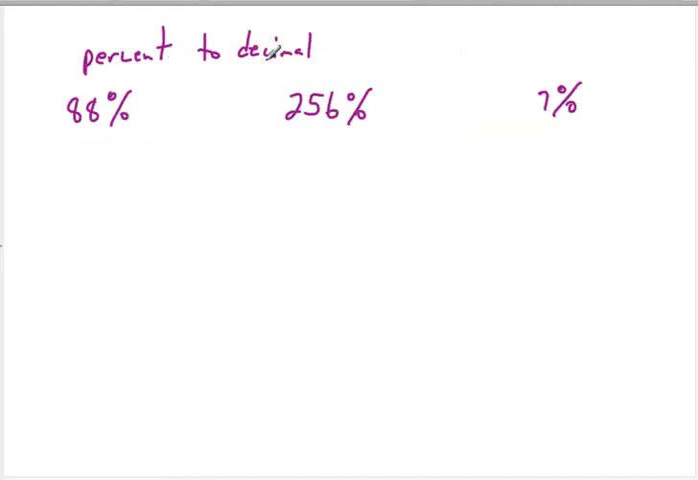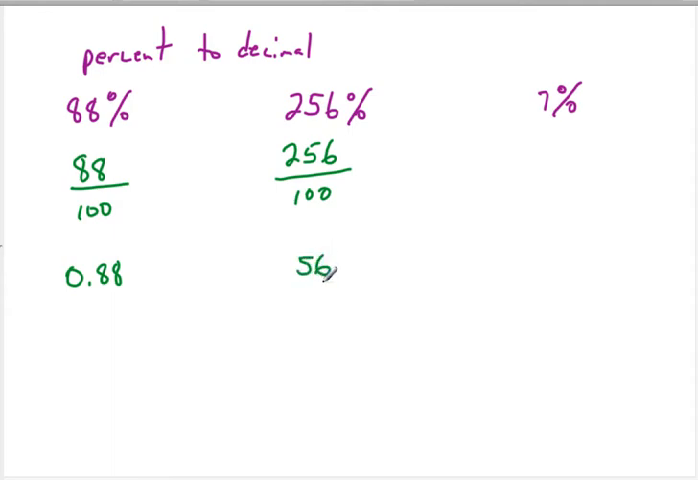Alright, percent to decimal, very similar to what we just did. The word percent means per 100 or over 100, so I know that 88% is 88 over 100. To make that a decimal, that's 88 hundredths, so 0.88. This one we have 256 per 100 or percent. So 256 hundredths, that means that the 6 has to end up in the hundredths place, so that's actually 2.56 or 256 hundredths.